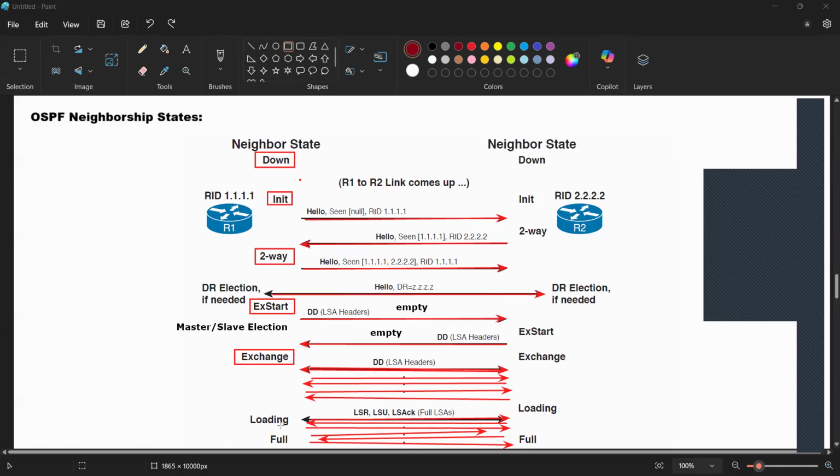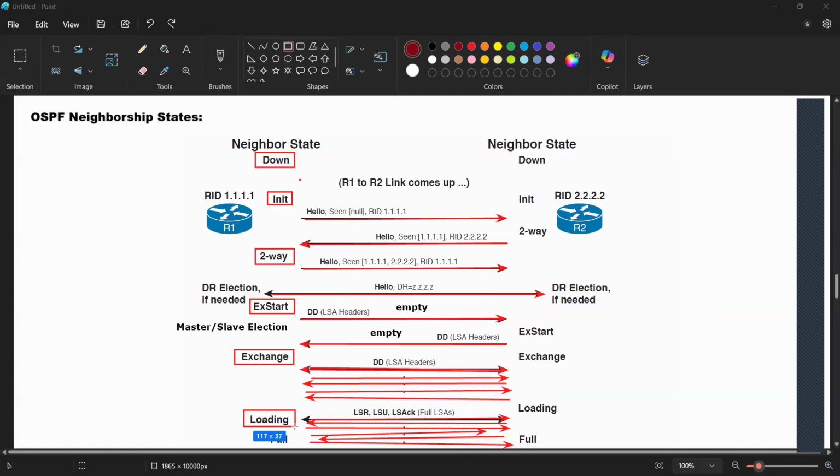So when they are exchanging this LSR and LSU, they are in the loading state. And when the databases are fully synchronized, they are in the full state. Clear? So how many times? That is not fixed. That will be based on how much information they are missing or what information they need to synchronize. Sometimes it will happen in one, sometimes it will happen in 10. It will be based on the number of networks and the amount of information required.